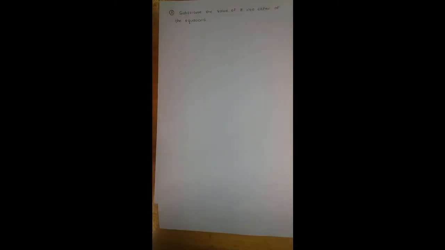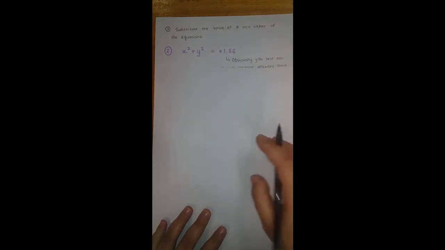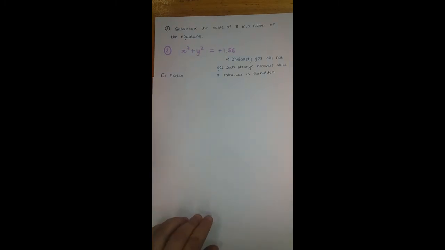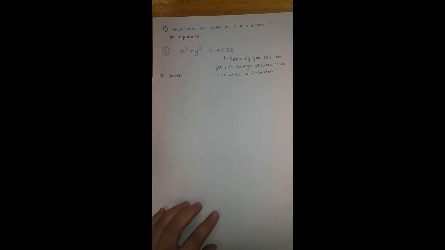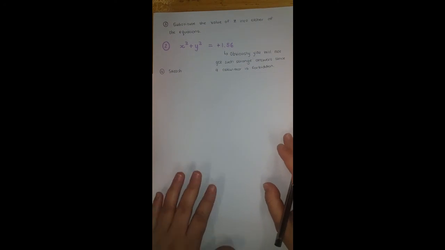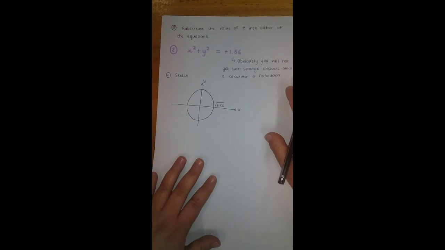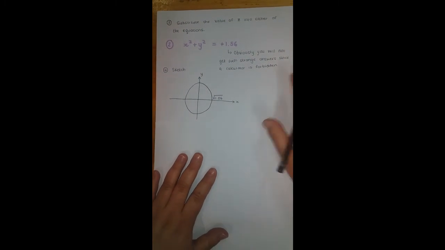And then you substitute the value of z into either of the two equations. So x squared plus y squared is equal to 1.56. And obviously, you will not get such strange answers since a calculator is not used. But then you can sketch what it looks like on the xy plane. So it would look something as follows.